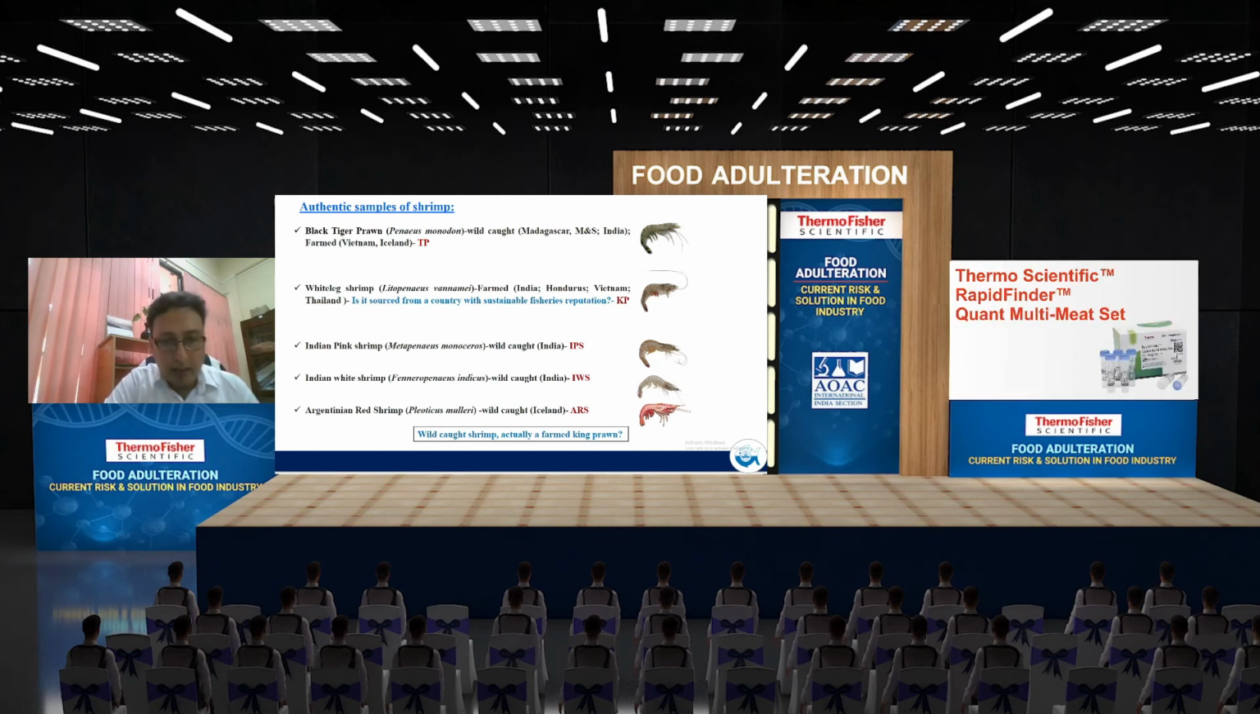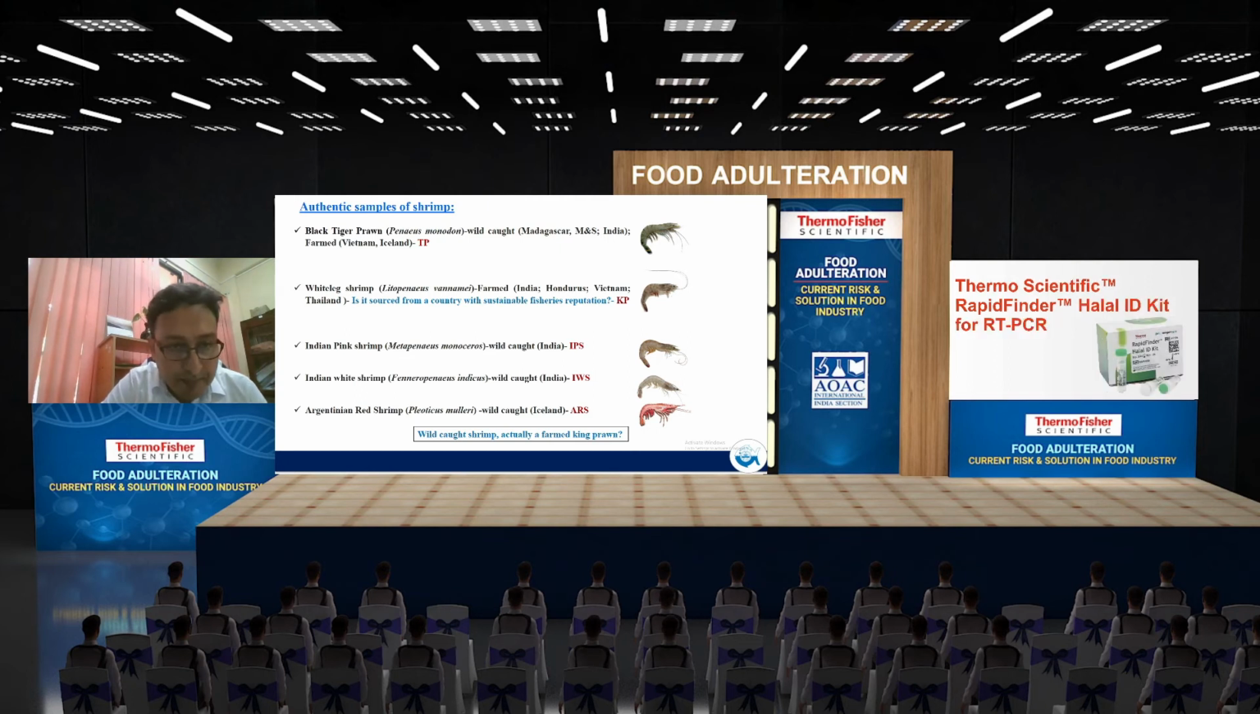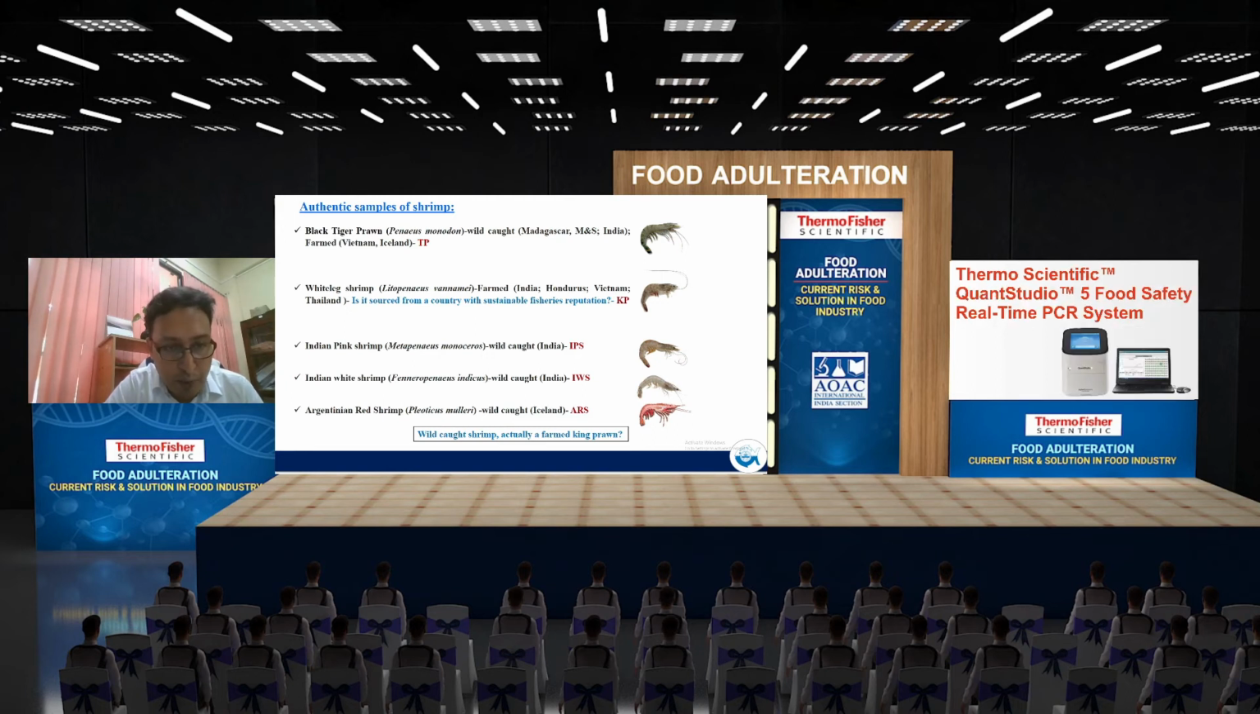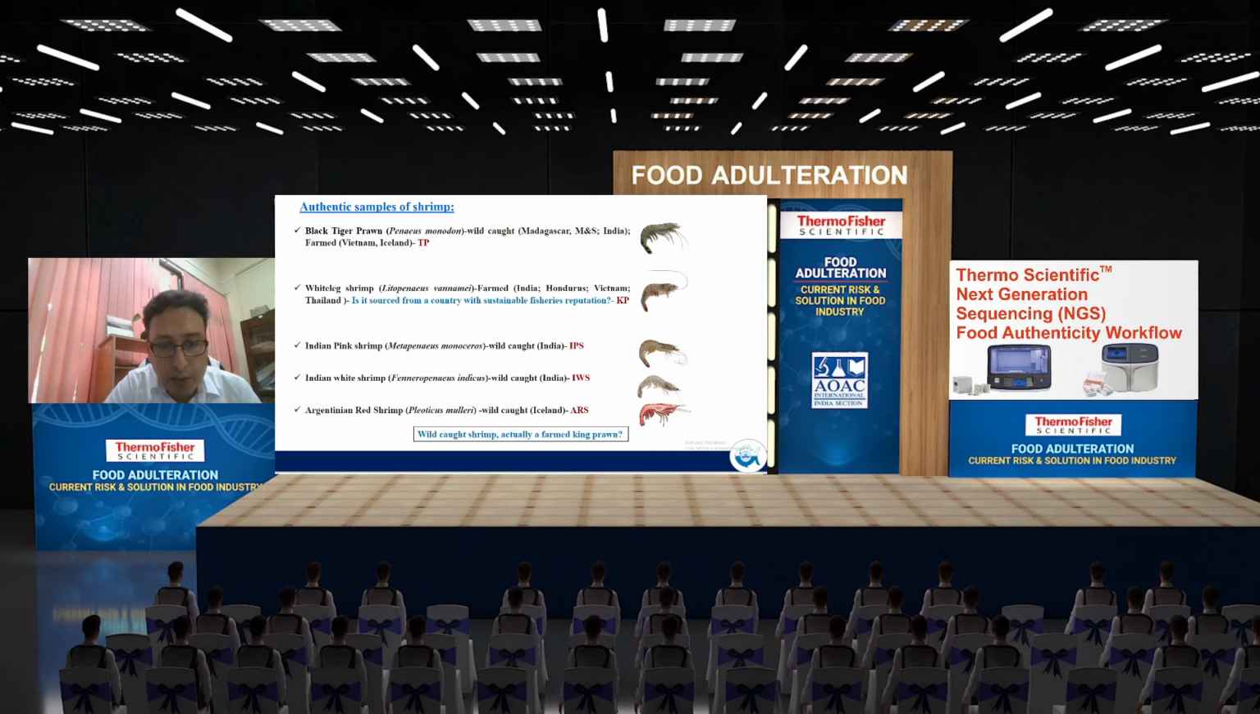So here again, I'd like to show one of my studies. Here we tried to authenticate shrimp species. We chose 5 economically important shrimp species: black tiger prawn, the white leg shrimp, that is the king prawn, the Indian pink shrimp, Indian white shrimp, and also the Argentine red shrimp. Again, can I have the next slide?